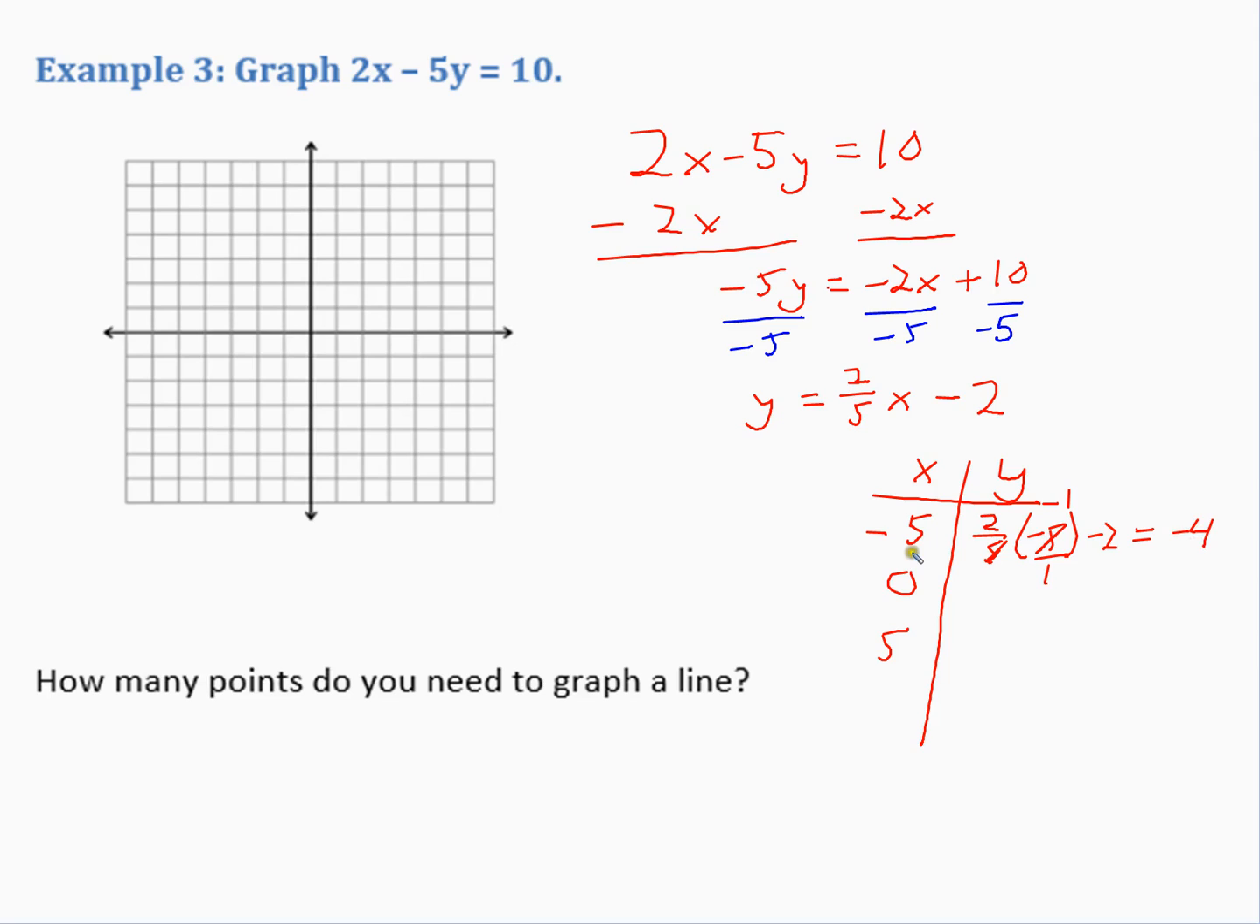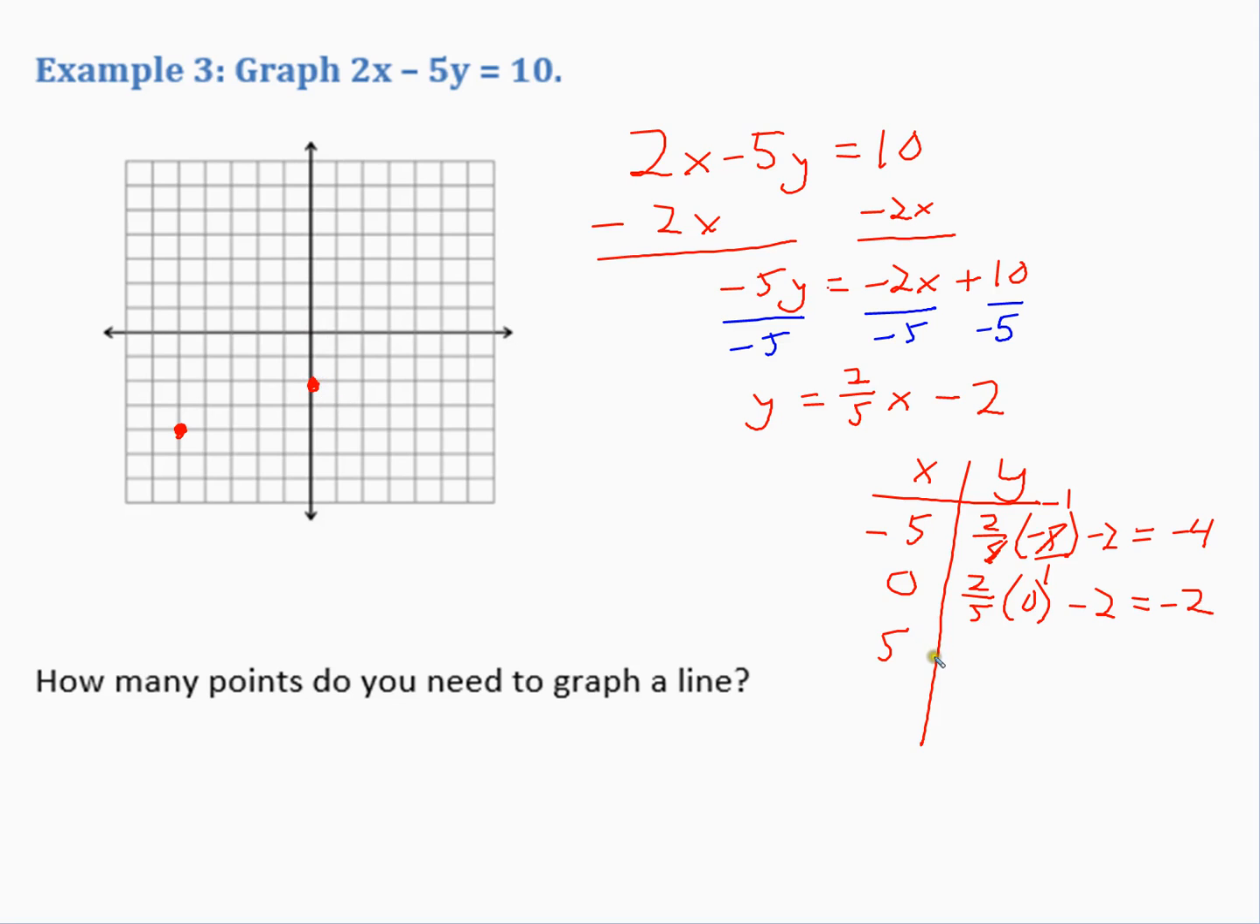So we have 1 point, negative 5, negative 4. We'll go ahead and graph that now. Negative 5, so 1, 2, 3, 4, 5 to the left. 1, 2, 3, 4 down. Putting in 0 is usually an easy thing to do because multiplying by 0 is so simple. So 2/5 times 0, which is 0, minus 2 is negative 2. So when we put 0 in, we get negative 2.